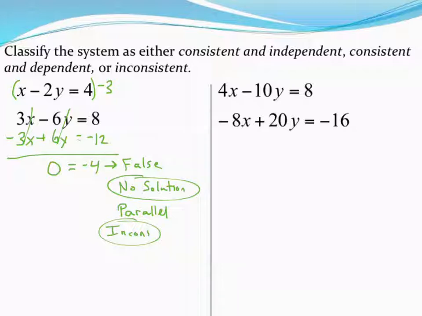Let's take a look at the second example. You can probably guess what's going to happen this time. Again, I'm going to stick with elimination because I like that, but a similar thing will happen if you do substitution. So I'm going to look at eliminating the x's again because I can see that an easy way to do that would be to multiply the top equation by 2. That would get me opposites. So I'm going to have 8x minus 20y equals 16.